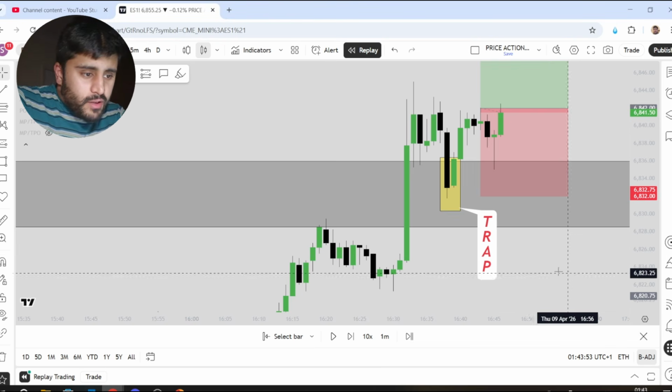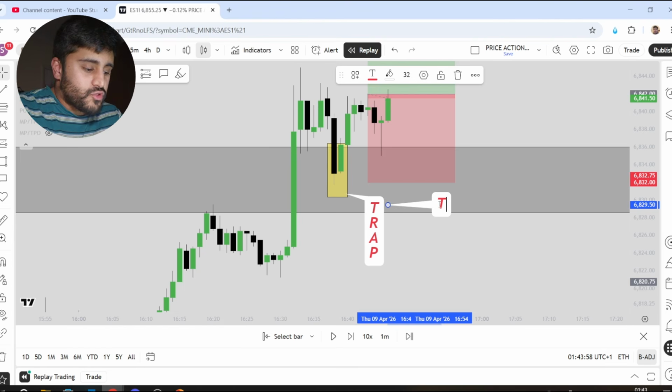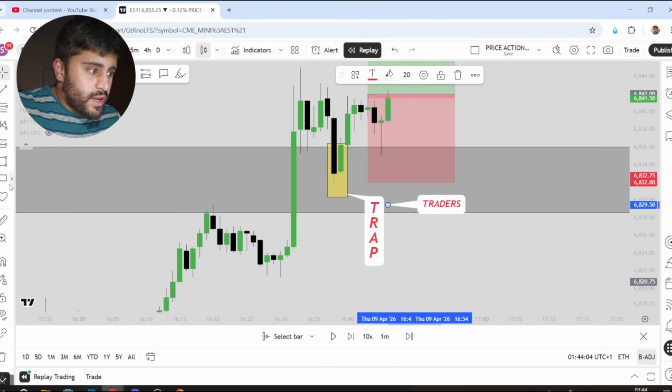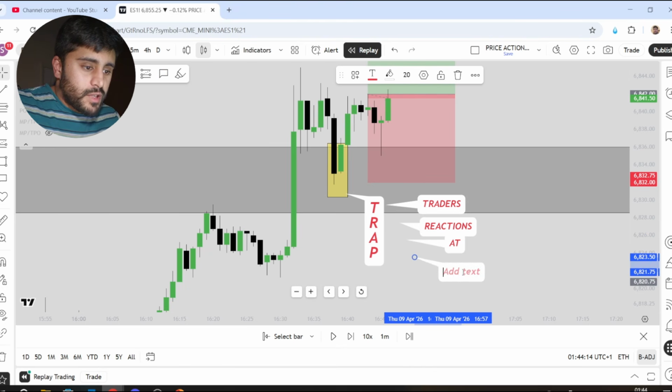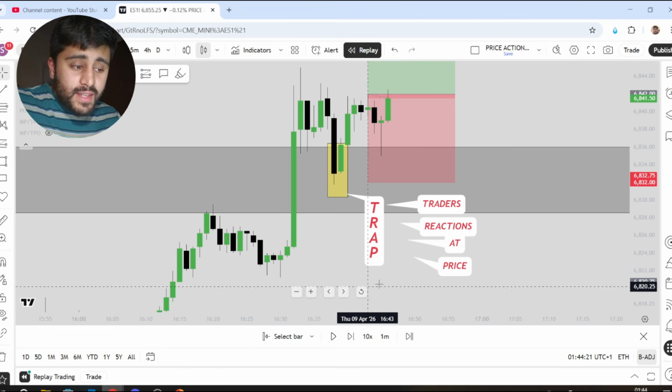So what's really going on here is if we break down the TRAP framework, what we have is traders, reactions at price. Yep, that's what it stands for. So traders or trader reactions at price, and they need to be trapped.